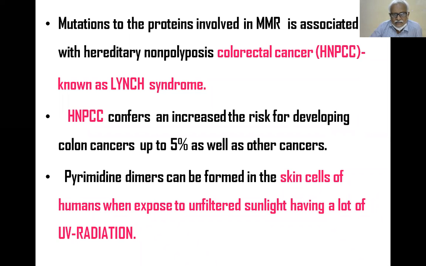So the pyrimidine dimers can be formed in the skin cells of humans when they get exposed to unfiltered sunlight, and this unfiltered sunlight has a lot of UV radiation, ultraviolet radiation. All said and done, ultraviolet radiation is there even in the bar light or tube light, under which we sit in the classrooms or libraries. So it's unavoidable. But unfiltered, strong sunlight, that is the most dangerous one. And the skin cells will form pyrimidine dimers.